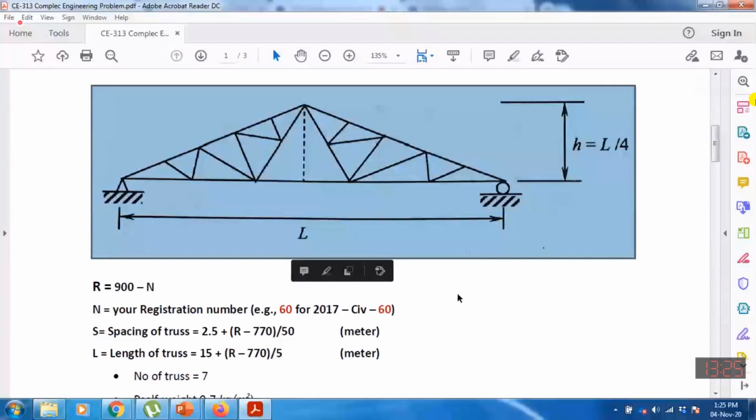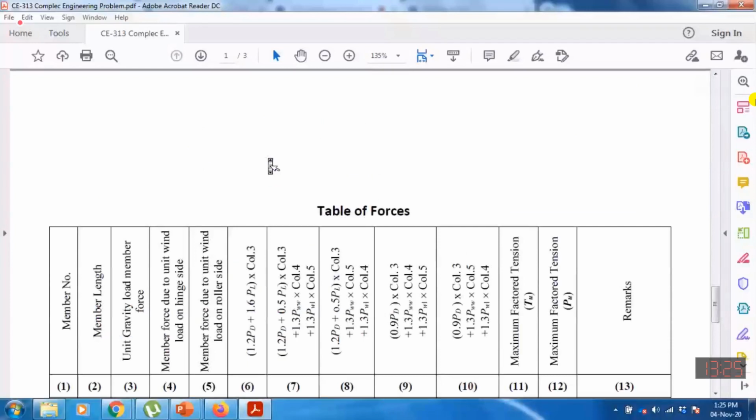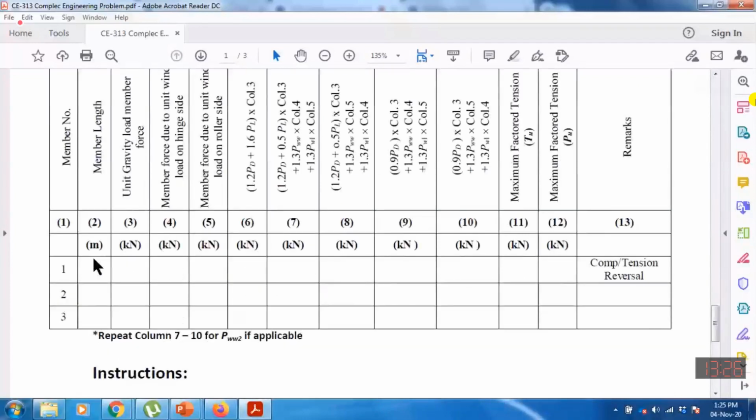So after giving the numbering to each member, here in this table, you will write down the length of each member. You will complete the table, okay? So length you can compute by using simple geometry. And then you have to carry out 3 unit load analyses.